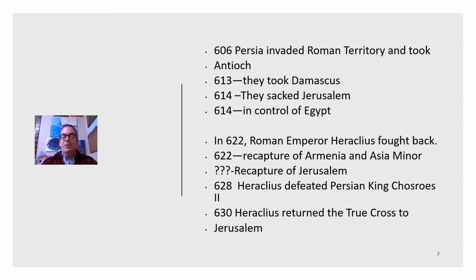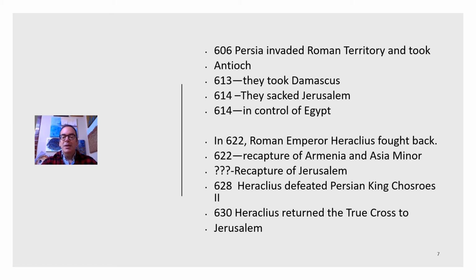And then under Emperor Heraclius, the Roman emperor, he builds up his army and then he invades into Persian territory and starts taking all of this back. So he captures Armenia and part of Asia Minor. We know he captures Jerusalem. We're not exactly sure of the year that he does this. And then in 628, there's this big battle where Heraclius defeats Khosroes II.